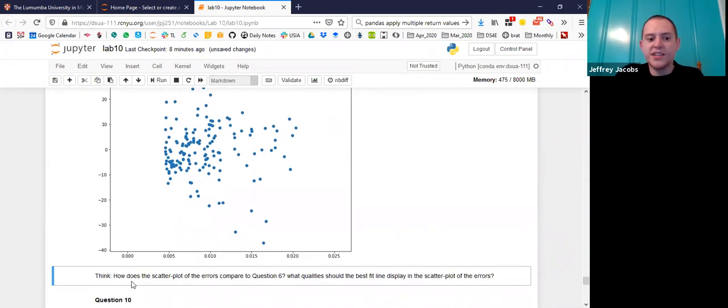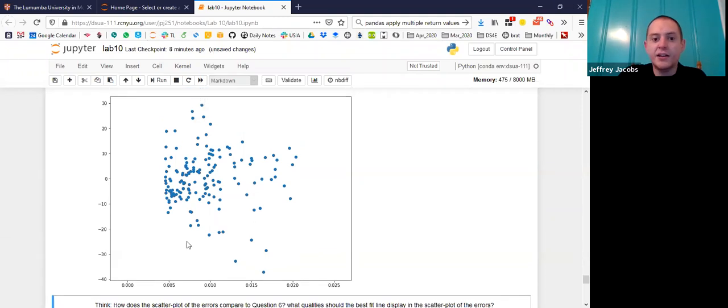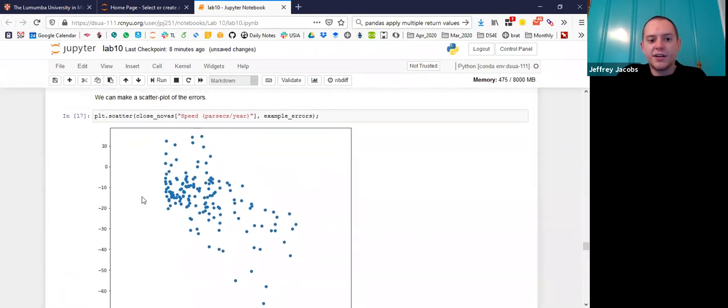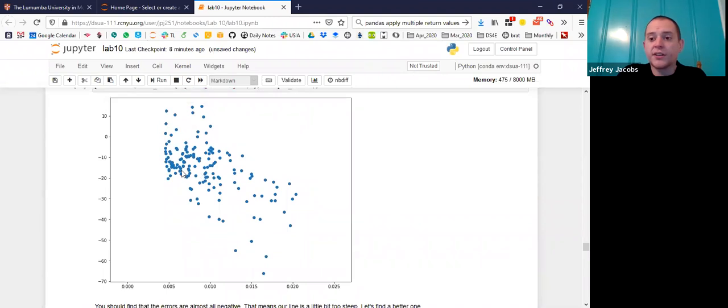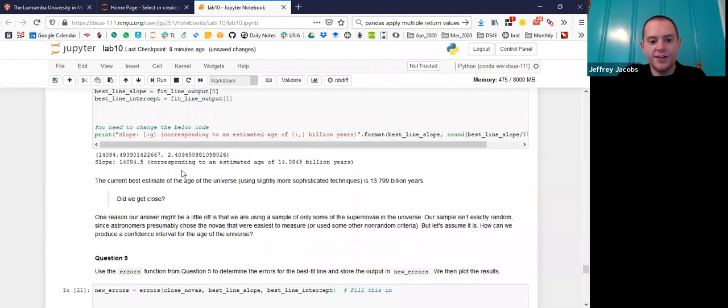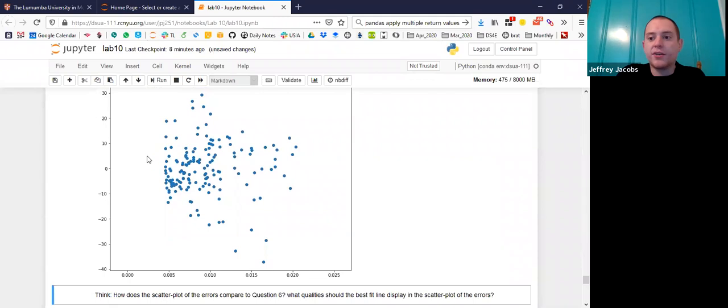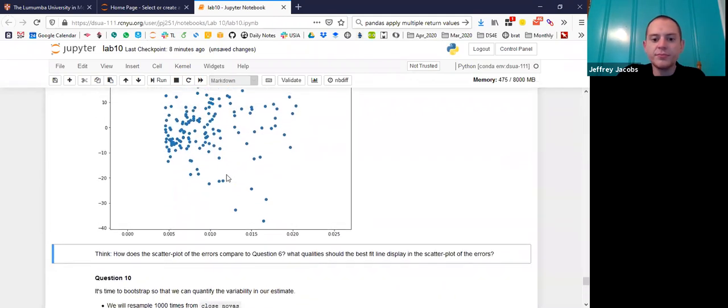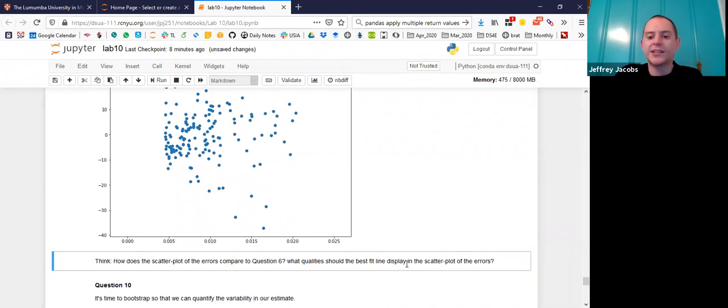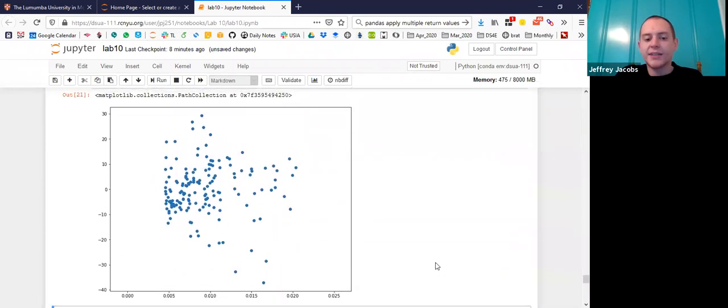So that's what this part is trying to get at. How does the scatter plot of errors compare to question 6? Well, in question 6, we saw we are over predicting most of the time, whereas here, we're only over predicting for about half the points. For the other half, we're under predicting. That's what I was talking about: what qualities should the best fit line display in the scatter plot of the errors?